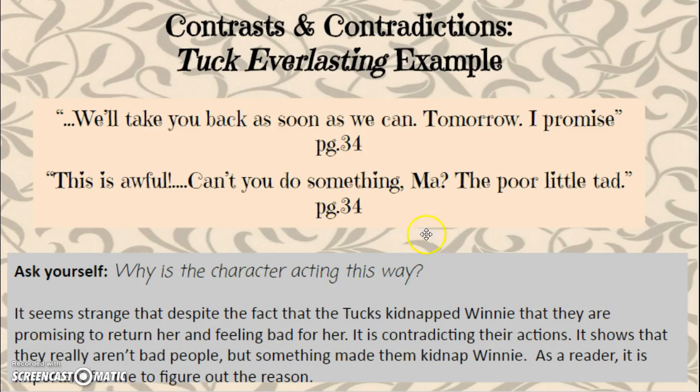We'll take you back as soon as we can. Tomorrow, I promise. This is awful. Can't you do something, Ma? The poor little tad.